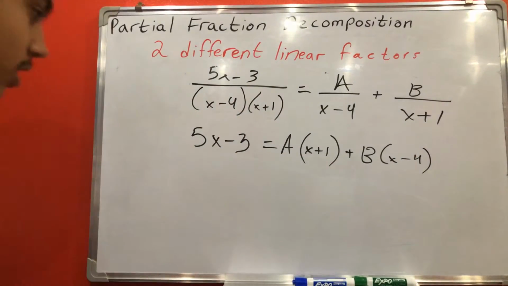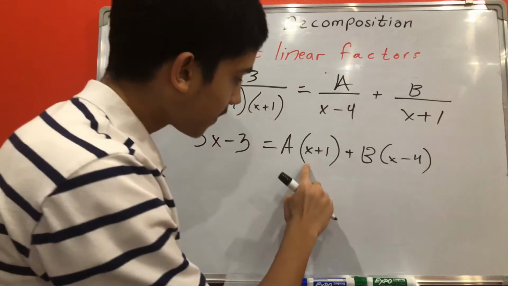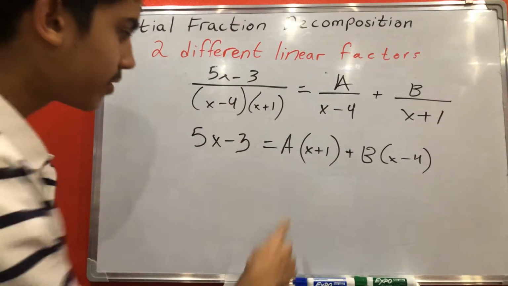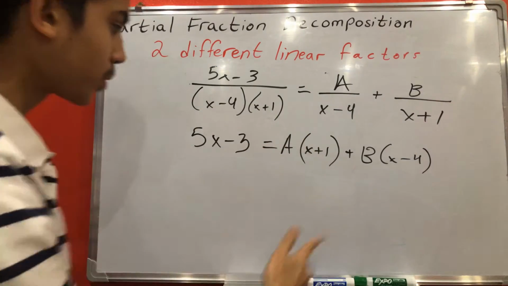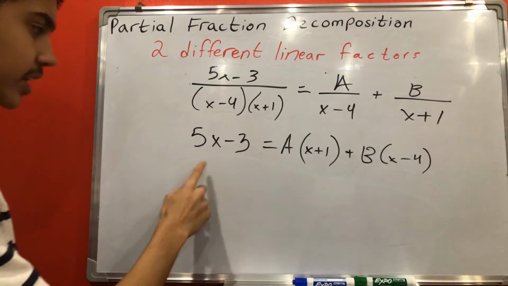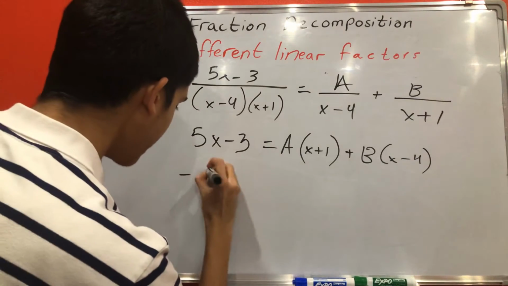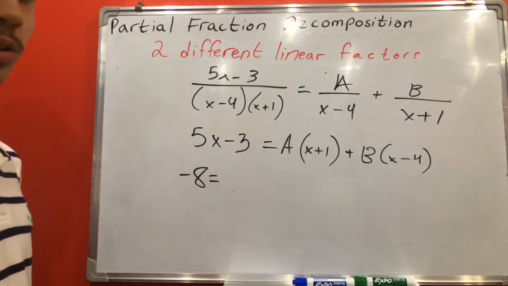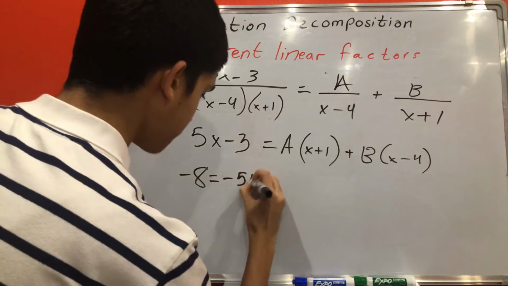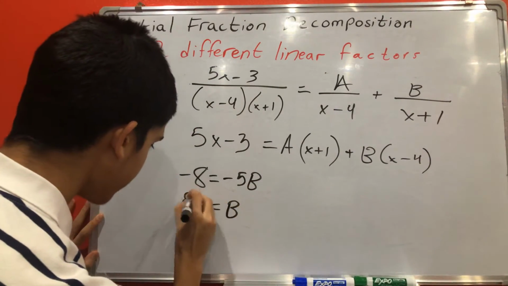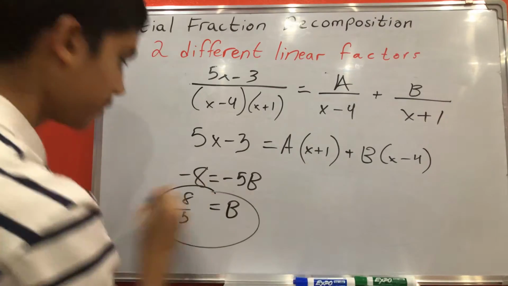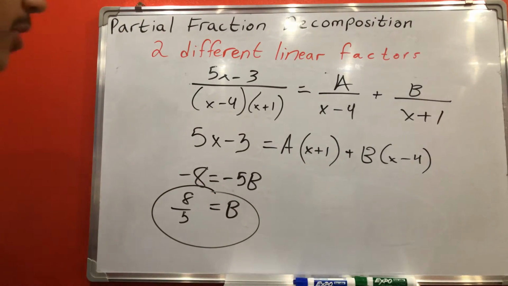So now the shortcut is just to plug in a value that will make this 0. So what value makes this 0? Well, negative 1 plus 1 is 0. So we'll plug in negative 1. And when we plug in negative 1 for x, we get that negative 8 is equal to negative 5B. And so we'll then say that B is equal to 8/5. Okay, that's it.